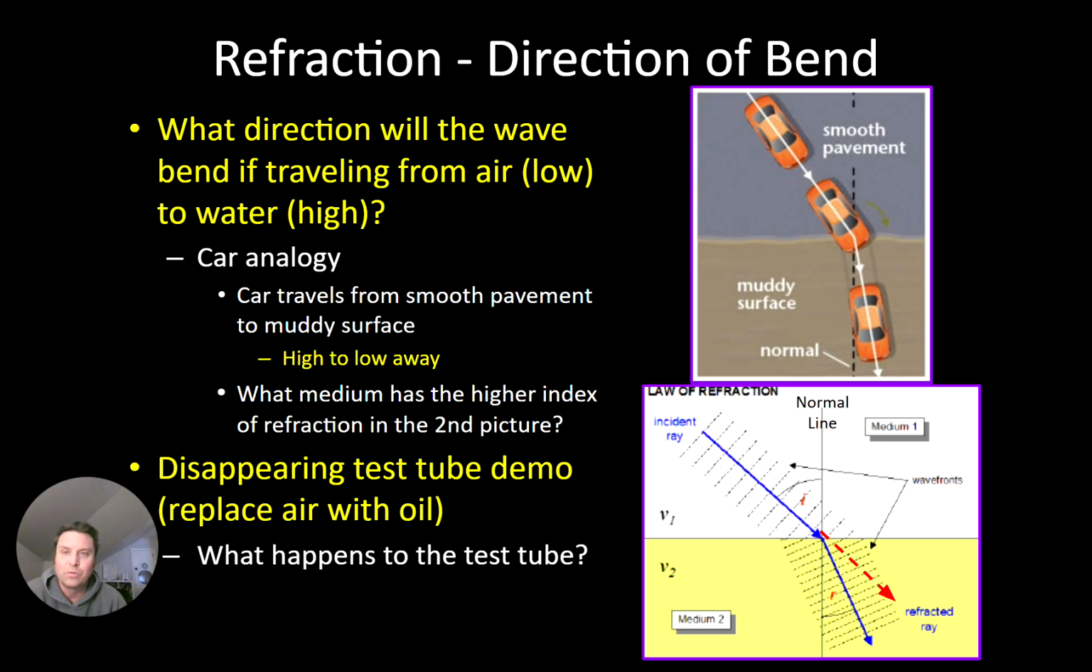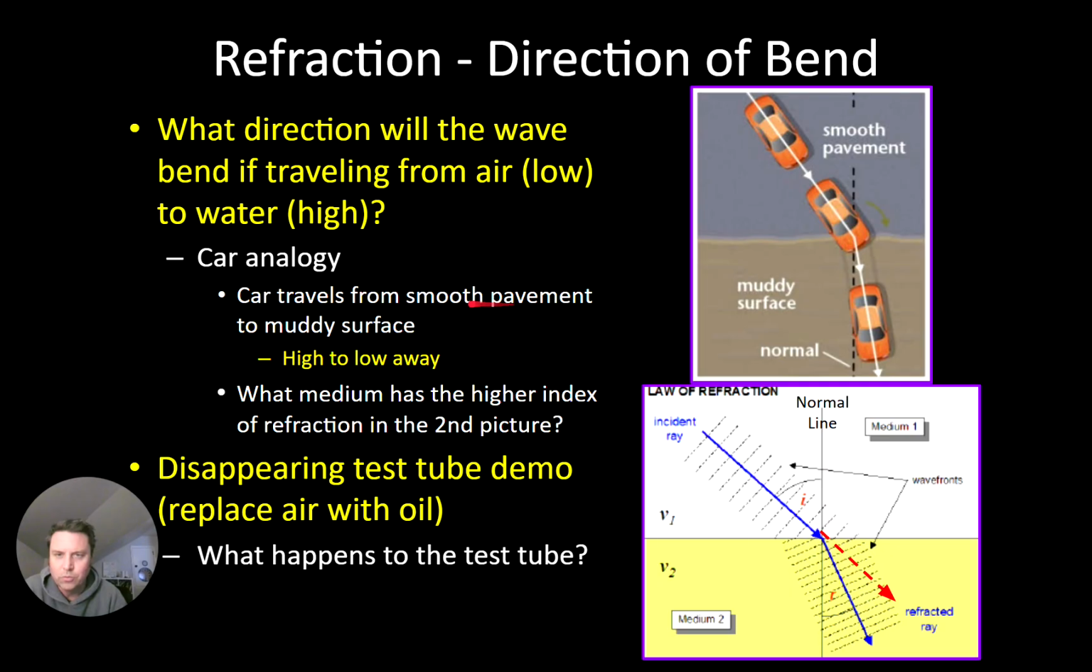But so here's the question: what direction will the wave bend if traveling from air, low, to water, that's high? Well, think about yourself. If you run straight on, you're not going to notice it. You're not going to bend, right? You're going to slow down, but you're not going to bend. So you've got to go at an angle. And so what happens is, if you go from air that's low to water that's high, when you hit that higher medium, low to high, you're going to bend towards it.